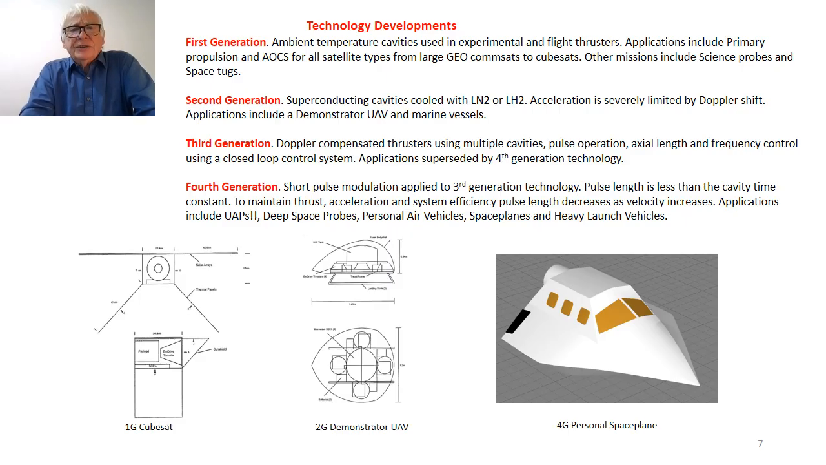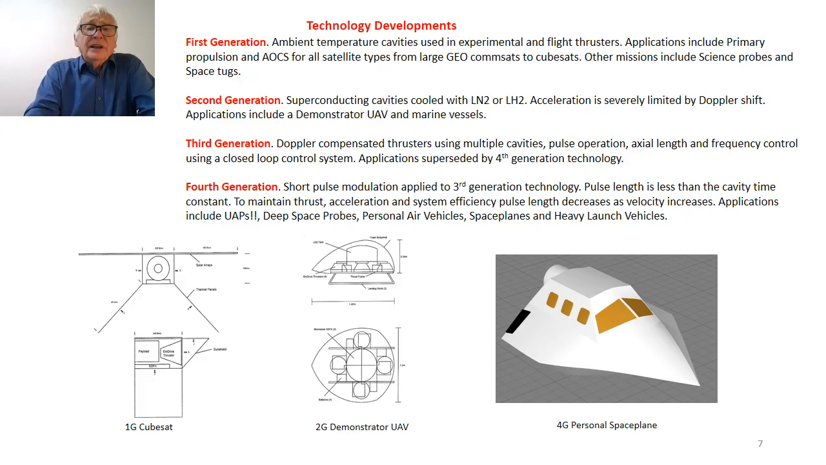The second generation was where we moved to superconducting cavities, initially cooled with liquid nitrogen and then liquid hydrogen, and where we were attempting to overcome the small values of specific thrust by essentially ramping up the Q many orders of magnitude. However, in doing this, we came across the Doppler shift problem, which severely limited the acceleration you could use.